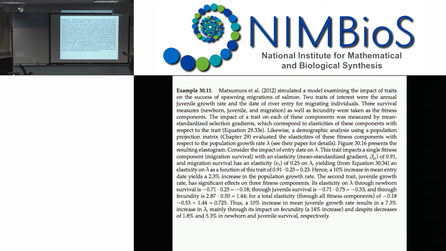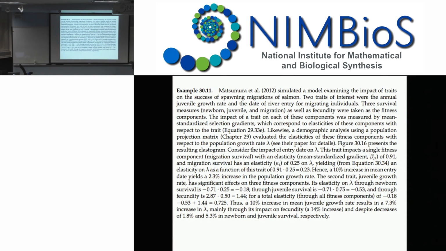So the impact of entry date on migration survival has an elasticity of 0.9, and migration survival affects lambda with an elasticity of 0.25. So the impact of entry date on overall growth rate is 0.23. So a 10% increase in mean entry results in a 0.23% increase in growth rate.